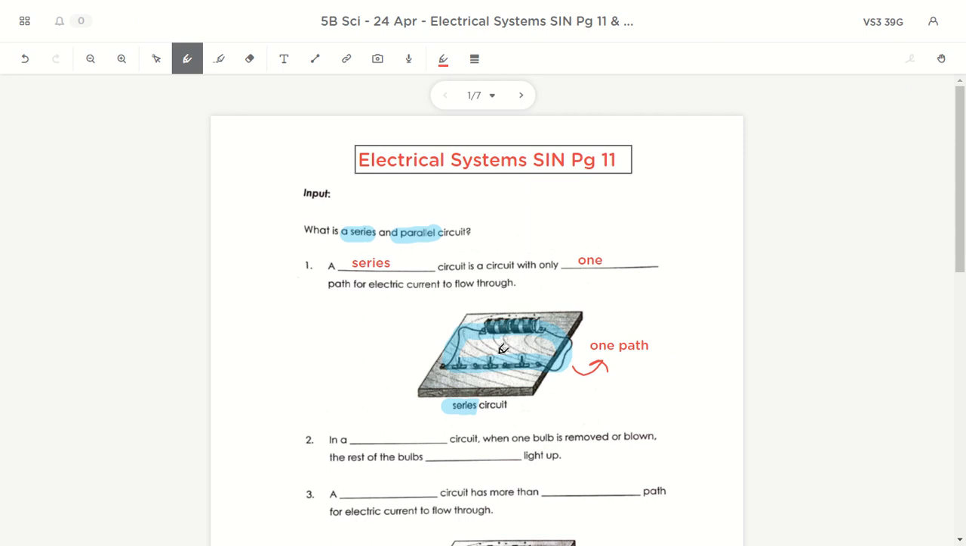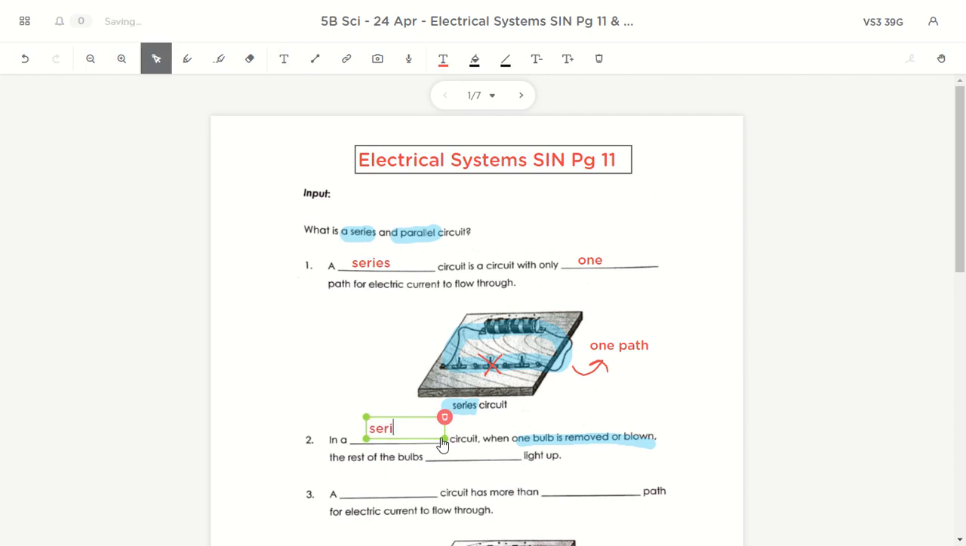So what happens is that when one of the bulbs is blown or when one of the bulbs is removed, let's say one of them is out, the rest of the bulbs cannot work because there will be a gap in the circuit. It will be an open circuit. Okay, so that's the problem with series circuit. Of course, it has its own benefit as well, but this is one of the disadvantages.